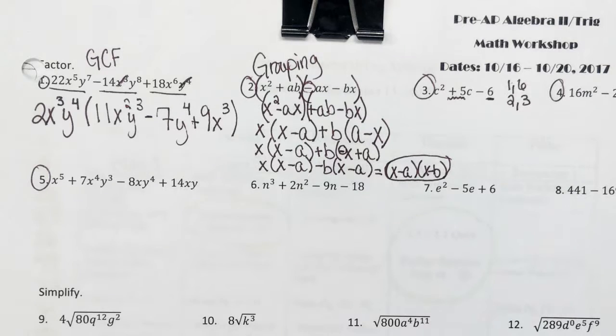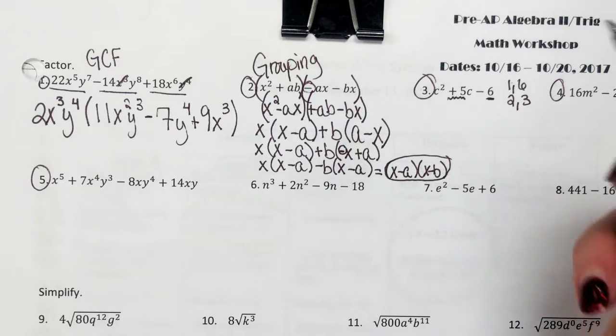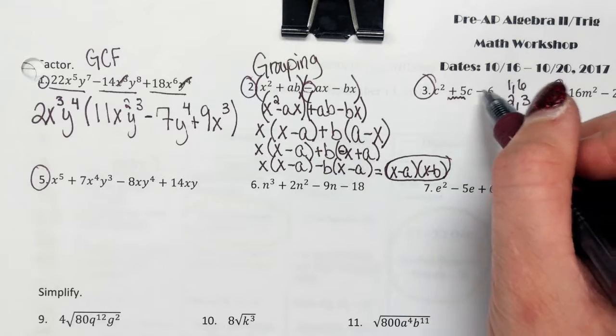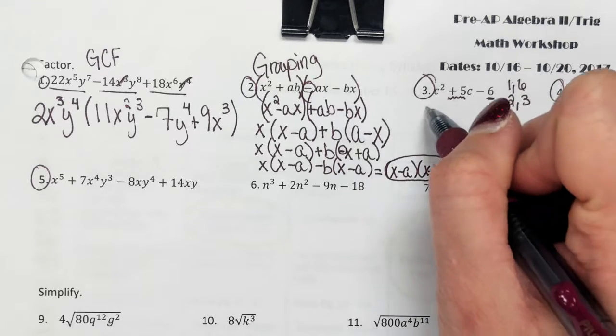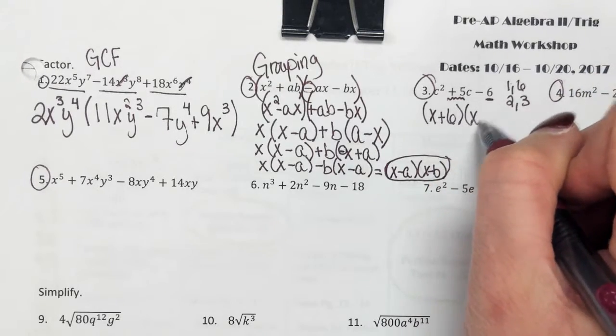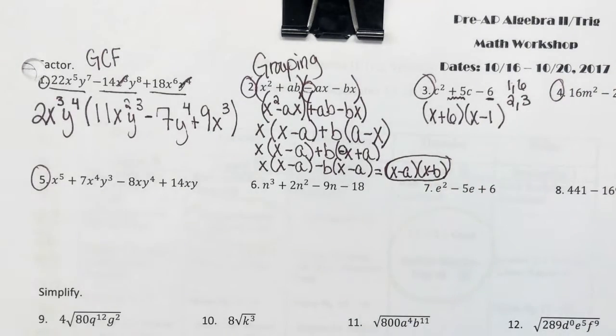Which one adds or subtracts to be positive 5, but multiplies to be negative 6? First one, how? Positive 6? Nope. That won't give you negative 6. Positive 6 and negative 1. Very good. 6 minus 1 is 5. 6 times negative 1 is negative 6.